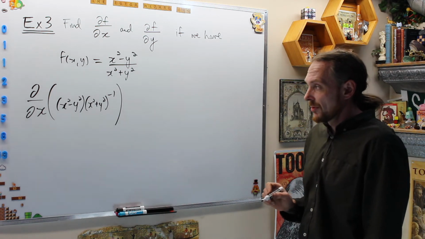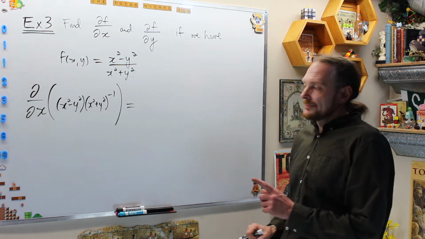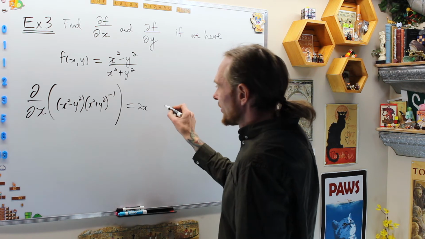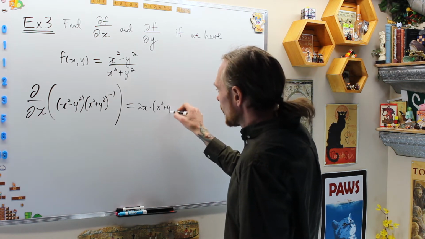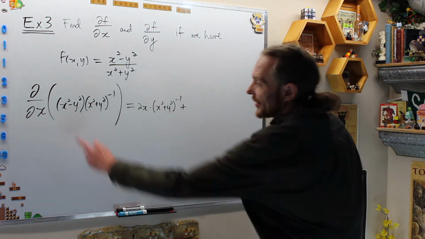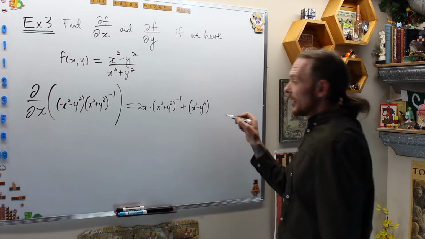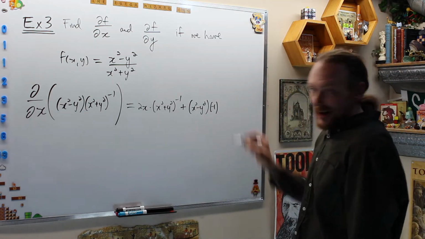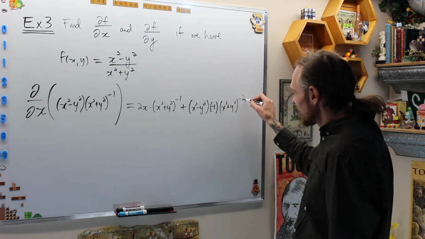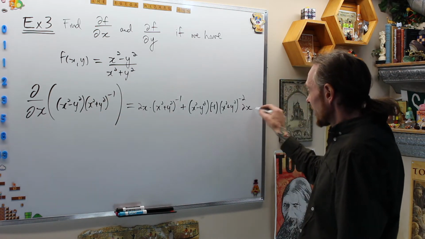I want to use the product rule. Doing that, I'm holding y as a constant and taking the derivative with respect to x. When I do that, the first term I get 2x times x squared plus y squared to the minus 1. Plus, now I'm going to leave this one alone, which I forgot the first try. Editing is magic. Times now negative 1 times x squared plus y squared to the negative 2 times the derivative of the inside with respect to x, which is 2x.